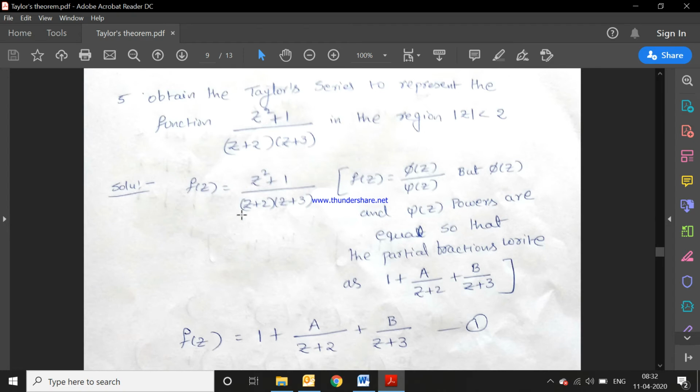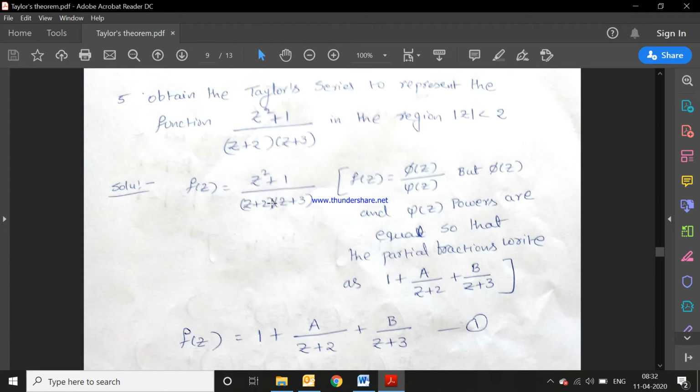And also if you want to change into partial fractions, one more difficulty is there: f of z is equal to phi of z by psi of z, but the powers of phi of z and psi of z are equal. In the numerator the z power is 2, and the denominator z power is also 2. If you multiply these two factors, we get a z square, quadratic equation in z square.